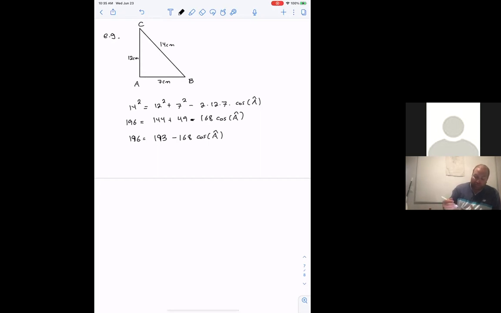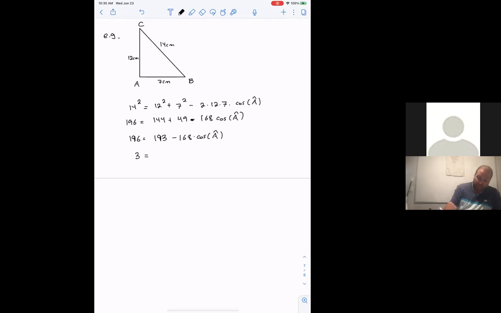But it's an easy mistake to make because it just seems natural. 193 minus 168. But it's not 193 minus 168. The 168 and the cosine of a hat are connected. Order of operations says multiply before subtract. So you cannot just ignore the times. What you need to do is subtract 193 on both sides.